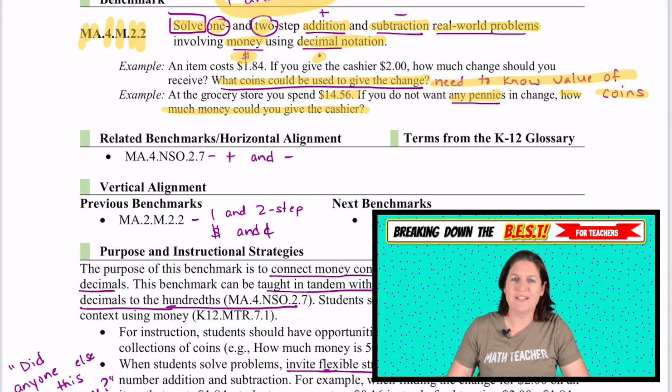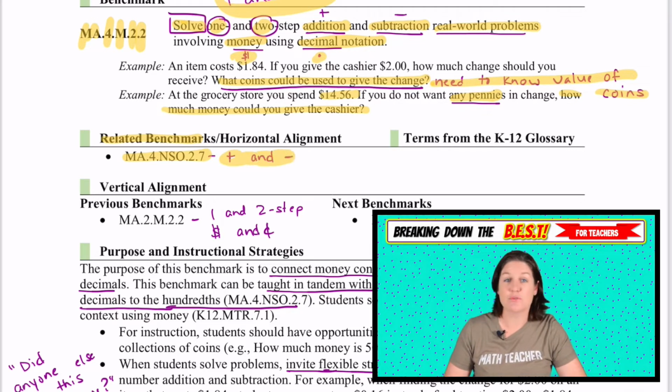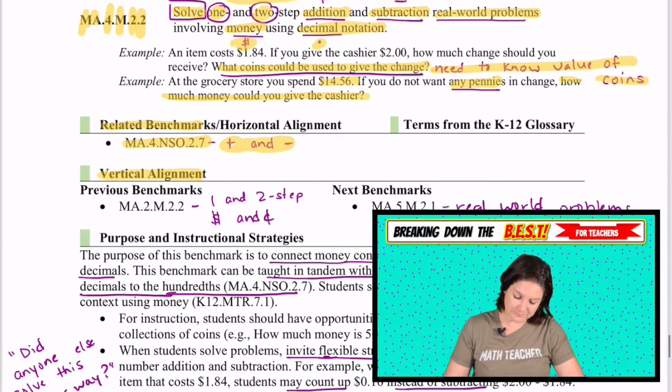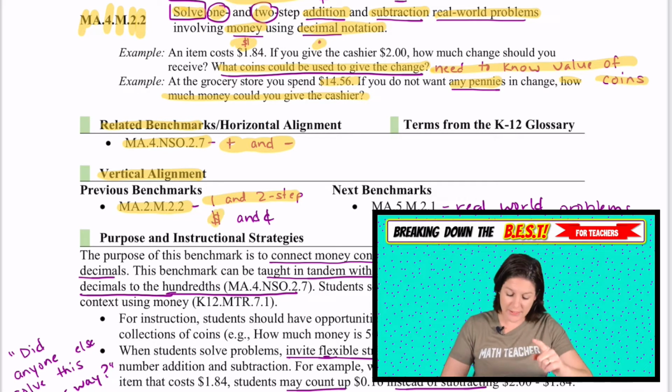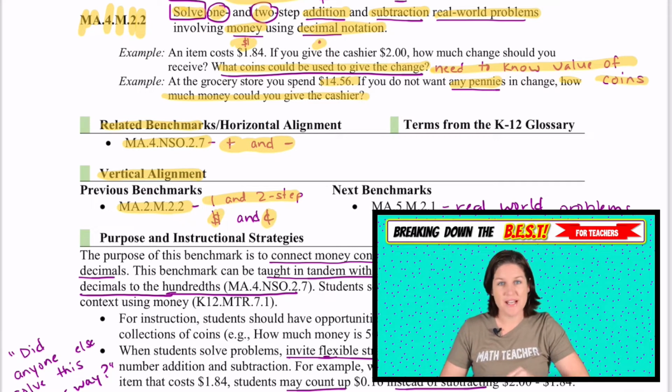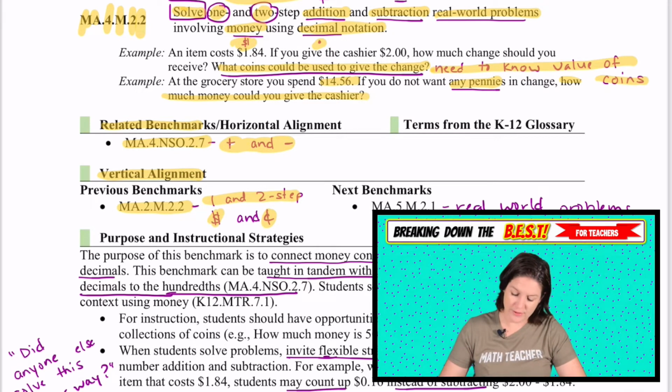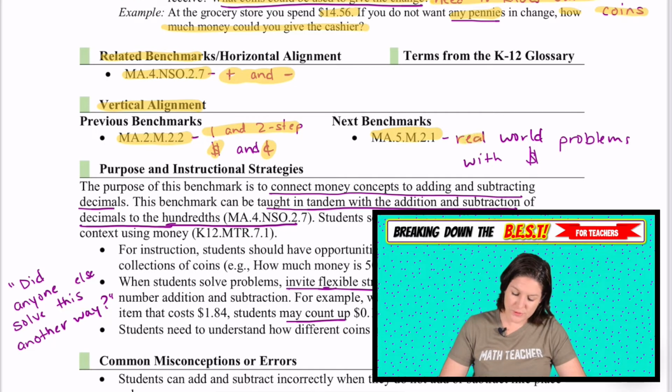Okay, so what are some related benchmarks here? Well, we have MA.4.M.2.2, and that's where we're practicing adding and subtracting using decimals. Where are they coming from? With the vertical alignment, in second grade, they did have 1 and 2 step problems with money, but they were using the cent sign instead of decimal notation. And then in 5th grade, students will solve real world problems with money.